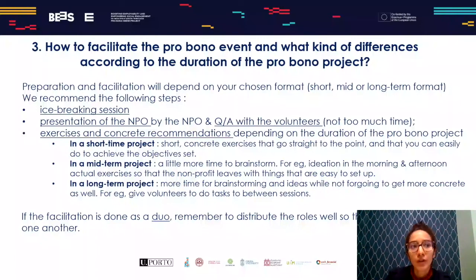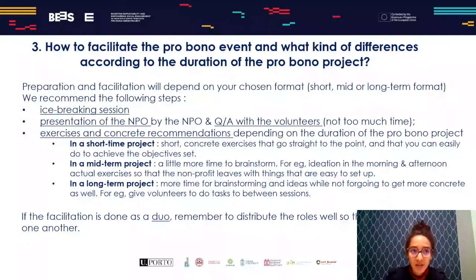Finally, for a long-term project, you have more time for brainstorming and making room for ideas, but the closer you get to the end, the more concrete you have to be. So don't hesitate to give tasks to volunteers between sessions.